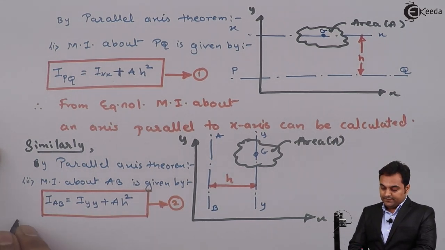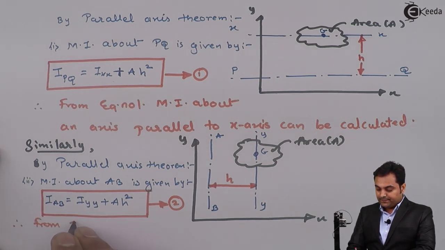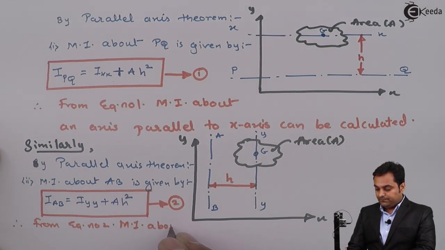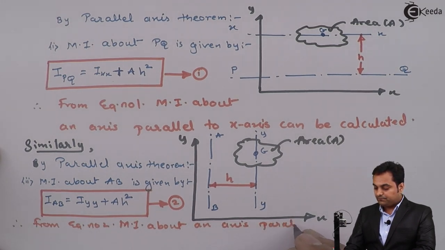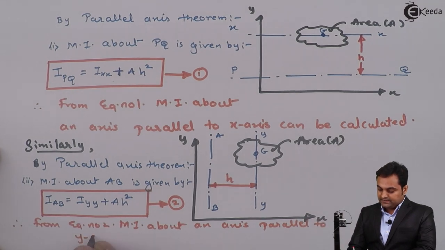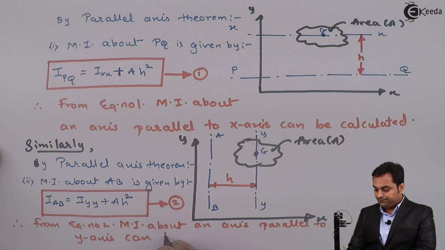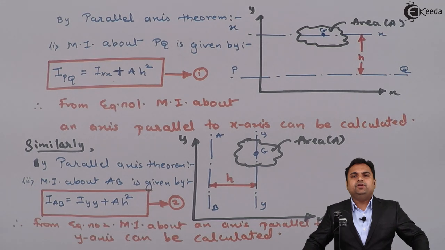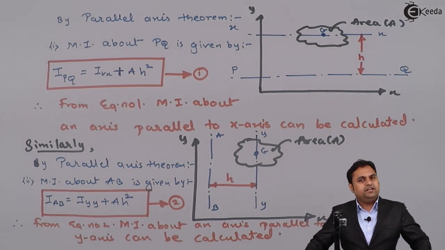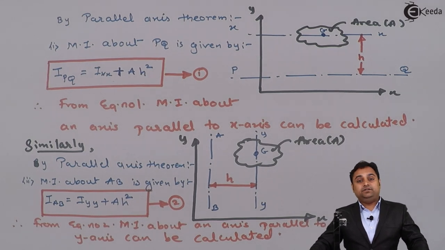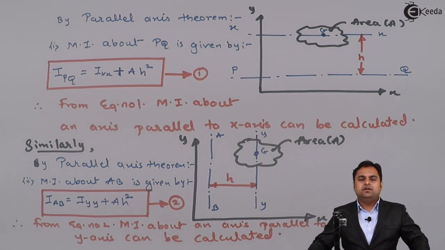So I can say that therefore from equation number 2, MI about an axis parallel to y axis can be calculated. So in this video we have seen what is the statement of parallel axis theorem and understood that with the help of two examples of calculation of MI about any axis parallel to x or y, and here we complete this concept.